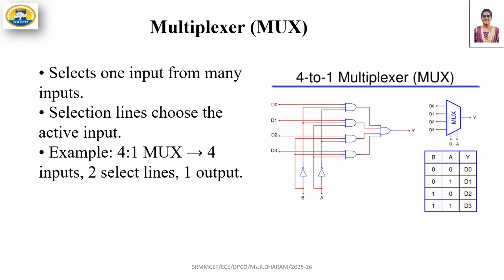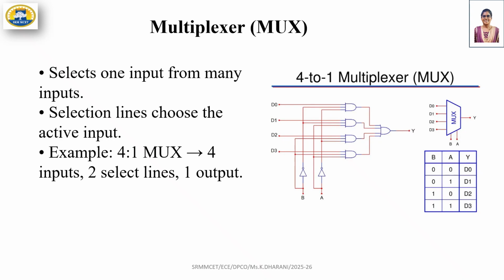Now it's time to see about a multiplexer. It selects one input from many inputs based on the selection lines. For example, 4 to 1. Here we have 4 inputs, 2 selection lines and 1 output. For this implementation, we need AND and NOT gates to form the selective logic.